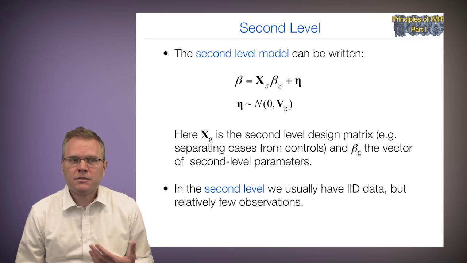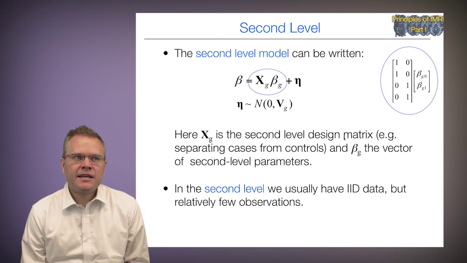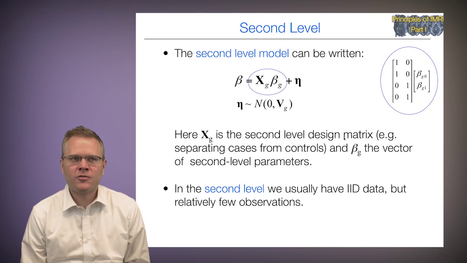In the second level model, we typically have IID data, so usually the errors are independent, but we have relatively few observations, so maybe we only have 20 subjects or something like that. Here's an example of what the design matrix might look like. If we had 4 subjects, 2 cases and 2 controls, we might have that beta_g0 is the amplitude for cases, and beta_g1 is the amplitude for controls. In this case, we want to separate cases and controls and get separate estimates for them. So this is the way we might introduce the design matrix.